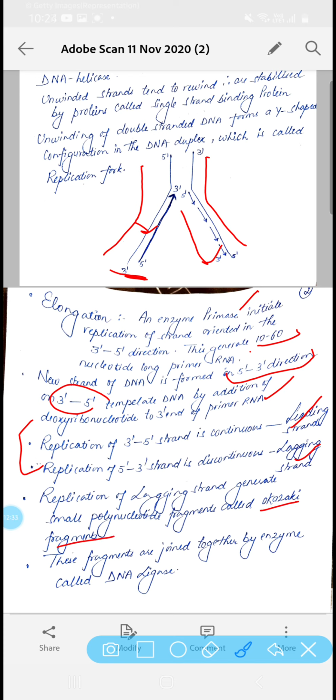तो जब हमारे पास, अगर हम लैगिंग स्ट्रैंड की बात करते हैं, लैगिंग स्ट्रैंड की जो फ्रेगमेंट्स बनती हैं, ओके, जो स्मॉल पॉलीन्यूक्लियोटाइड फ्रेगमेंट्स हैं, उनको हम क्या बोलते हैं? ओकाज़की फ्रेगमेंट्स बोलते हैं. And later on these Okazaki fragments, they are joined together by the specialized enzyme we have already discussed, that is DNA ligase enzyme.